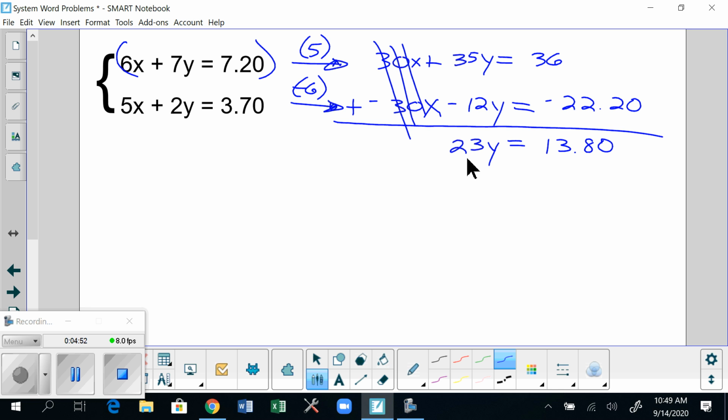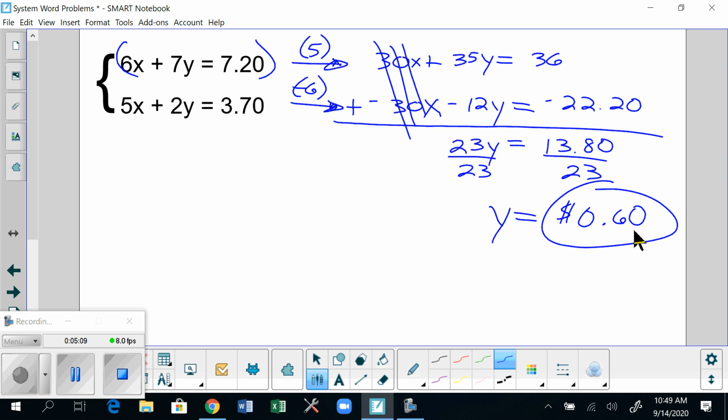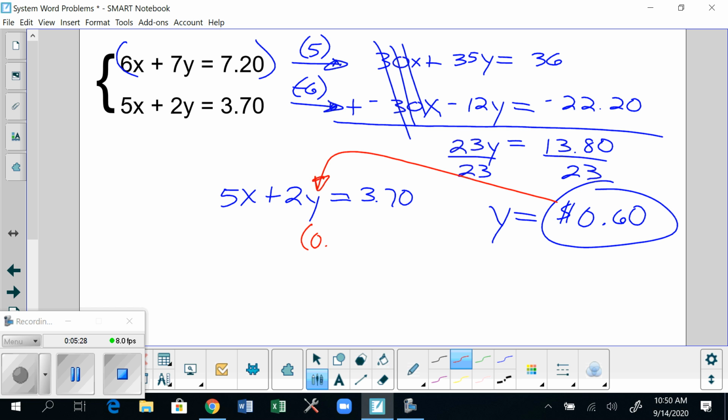This is easy now. 23 burritos for $13.80. That means each burrito is going to cost exactly 60 cents. A cheap burrito there. And now that we know that the burritos are 60 cents, it should be pretty easy to go back and find tacos. I'm going to actually use Roger's order because it's smaller. With Roger's order, 5 tacos and 2 burritos cost $3.70. But if I know the burritos were 60 cents a piece, then of course I can figure out the tacos.